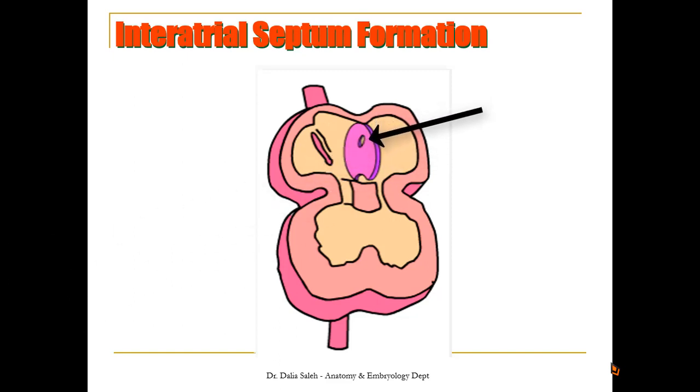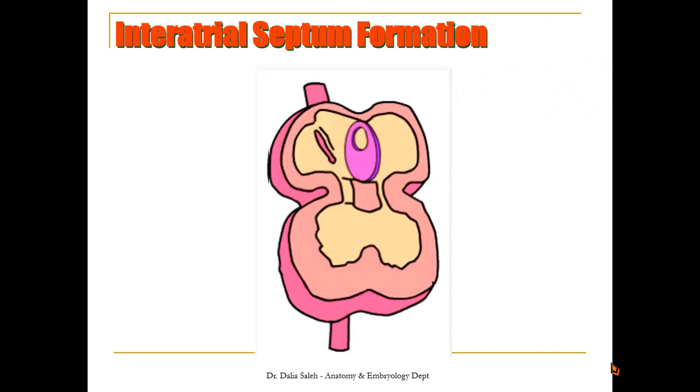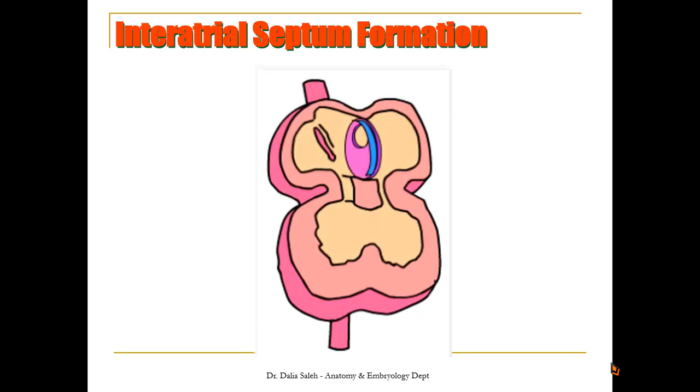We call it ostium secundum. When septum primum grows downward and finally manages to close up the ostium primum, the ostium secundum gets enlarged. Then another septum appears to the right side of the septum primum. We call it the septum secundum. This septum grows and tries to cover the ostium secundum.